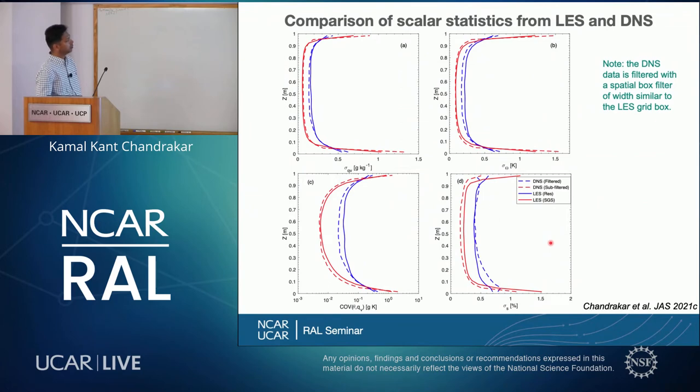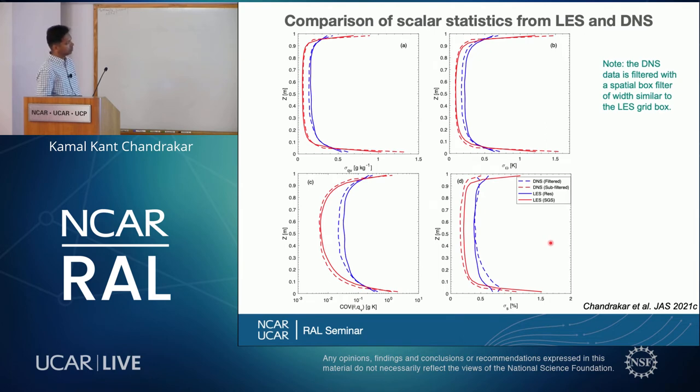So here's the comparison between the LES subgrid scale and the direct numerical simulation results. We filtered the DNS data using a spatial box filter and obtained the filtered and subfilter parts. Here the solid lines are from the LES and the dashed lines are from the DNS. So you can see that both resolved scale as well as subgrid scale fluctuations match the DNS data for water vapor and temperature fluctuation as well as their covariances. And we obtain supersaturation variability by combining these different terms, and that also matches the DNS data reasonably well.